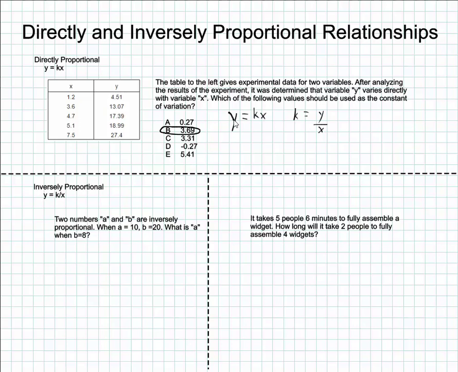All right, what about inversely proportional relationships? So if we're told that a variable y is inversely proportional to a variable x, that can be represented by the equation y equals k over x.